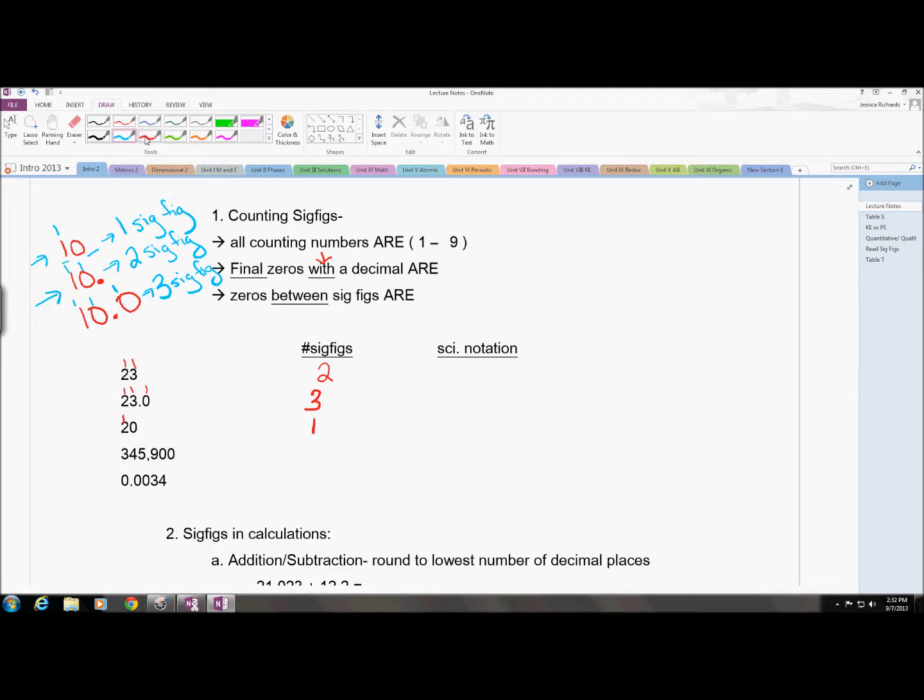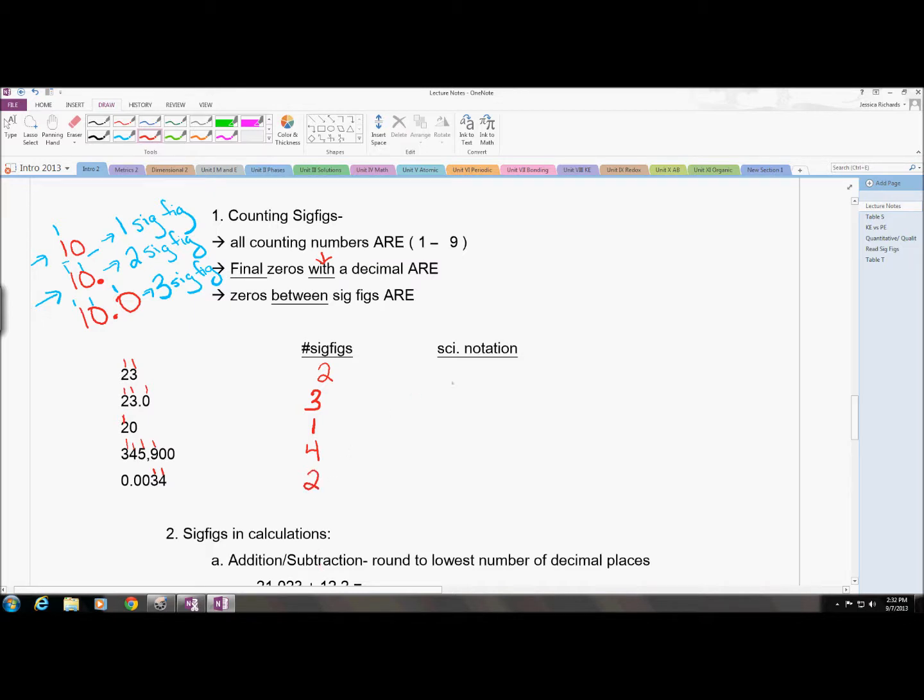Let's look at the rest of our examples down here. So if I look at a number like this, I go through the rules. All of the counting numbers count. So the 3, the 4, the 5, and the 9. Does it end in 0? Yes. Is there a decimal? No. So that 0 doesn't count. Do either of these zeros fall in between things we've marked? No, so they don't count. This number has 4 significant figures. This one down here, counting numbers, 3, 4. Does it end in 0? No, so we ignore the second rule. Do any of these fall in between things that I've marked? No, so this number only has 2 significant figures.